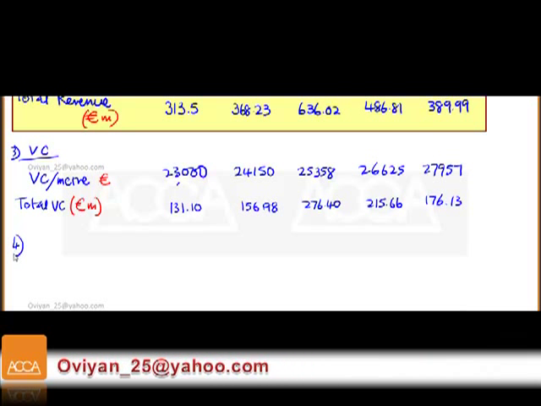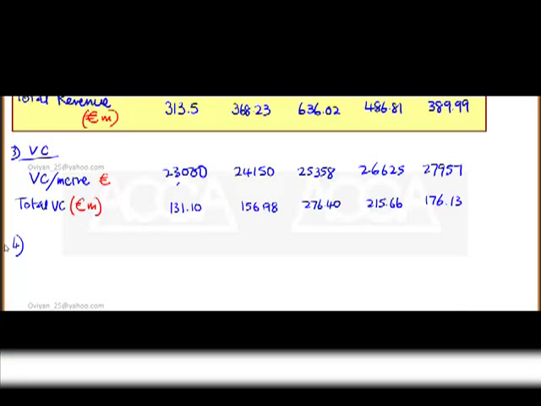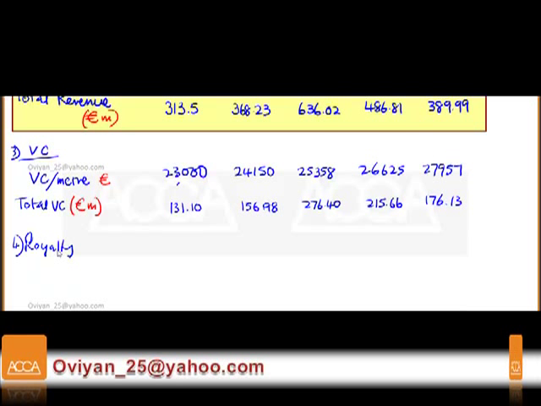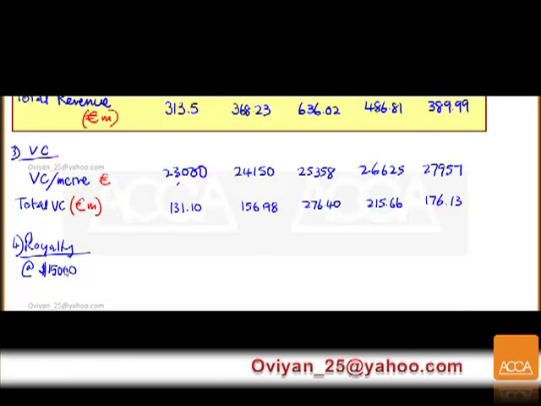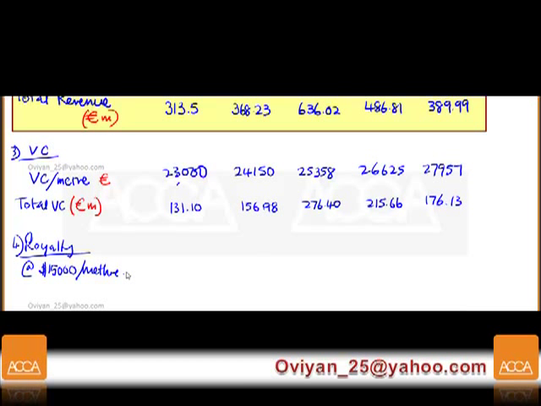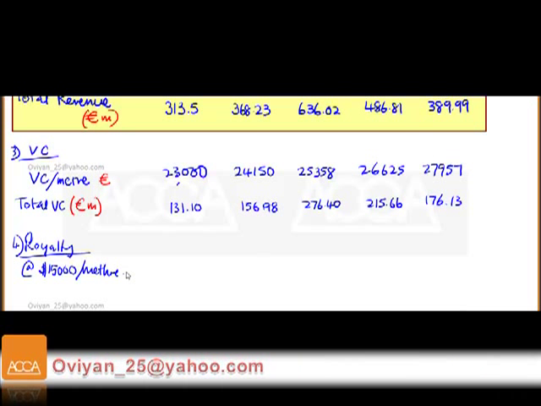Now, the next working I want to do here is obviously going to be royalty. Royalty is going to be at a price of $15,000 per meter. Now, $15,000 per meter, and the question, did they say anything about inflation of the royalty?